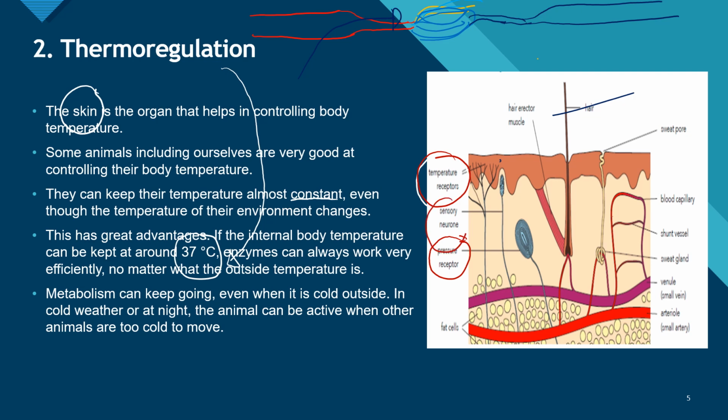Sorry, yeah, the sensory neuron. I just remembered it. So the temperature receptor detects the change in temperature. The sensory neuron detects any changes in the surroundings. And the pressure receptor is a bit inside the skin. Remember that? It detects the pressure, like once you pinch someone, then you feel the pressure, right? That's what it's talking about.